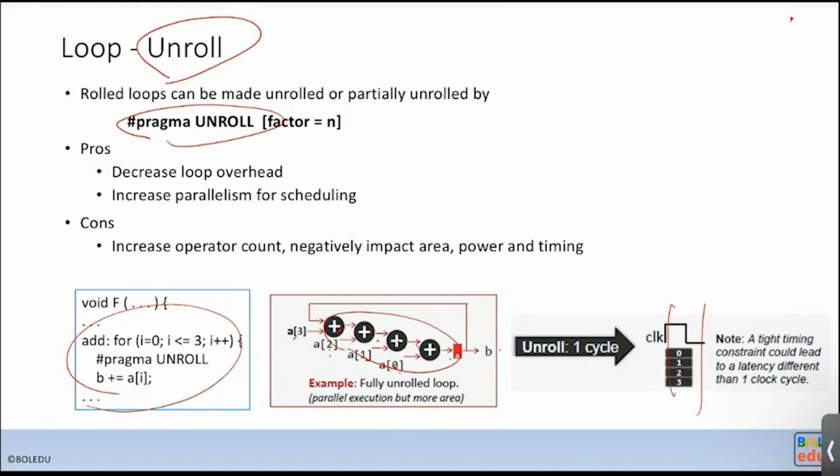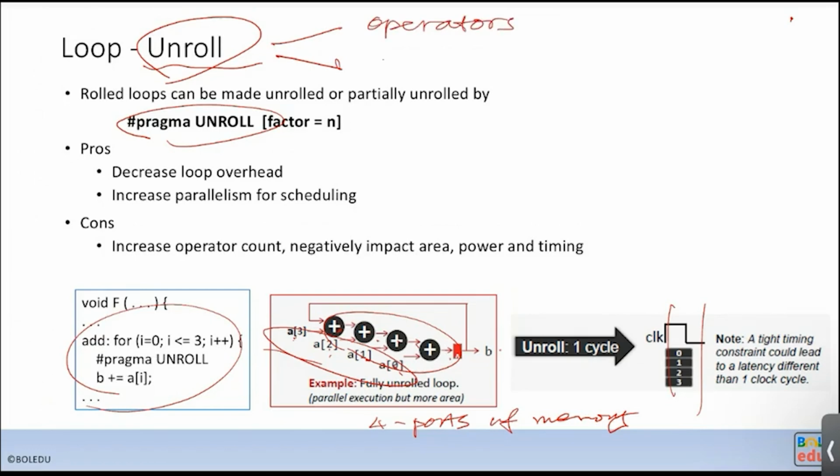So when you unroll, not just the operator, often the memory bandwidth is the bottleneck. Here you need to provide four ports of memory so that you can access four elements at the same time. So for unroll, you have two bottlenecks. One is the operator, one is the memory. Often memory is the most critical.